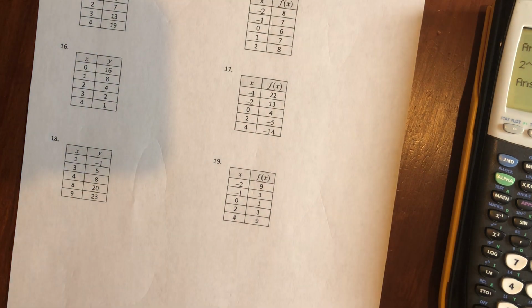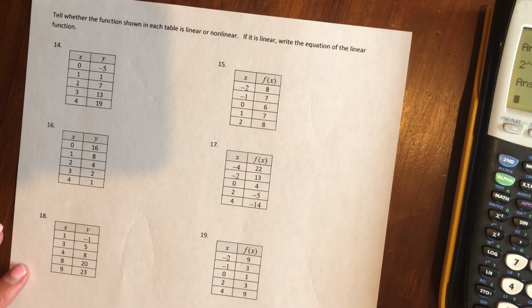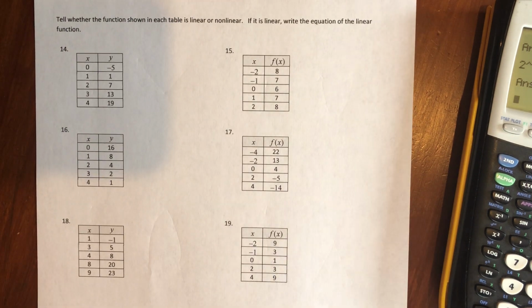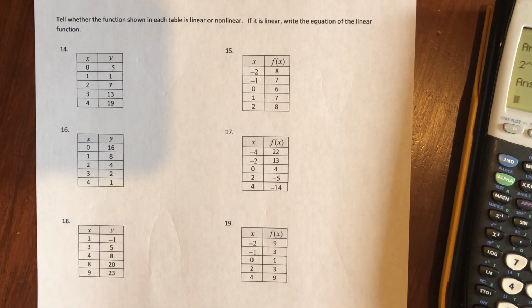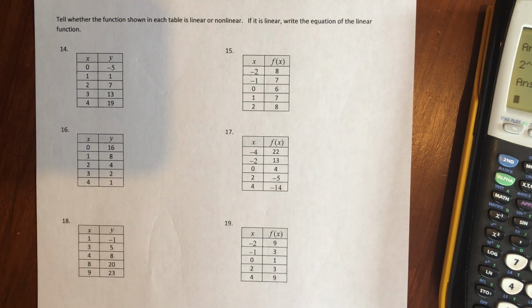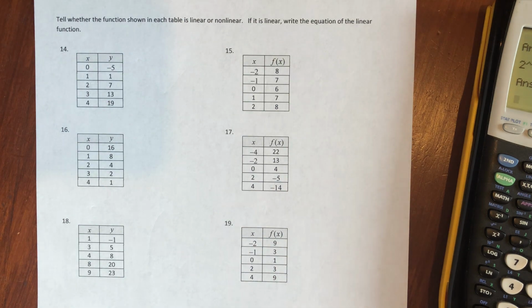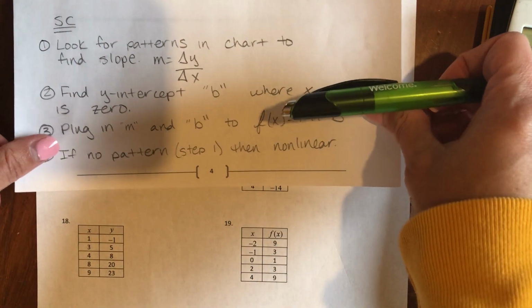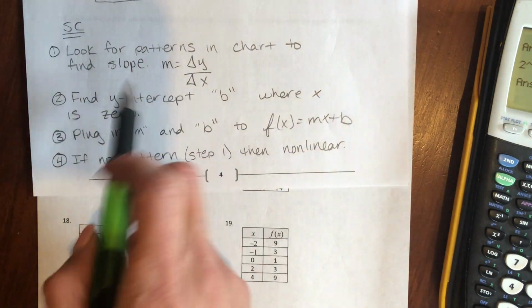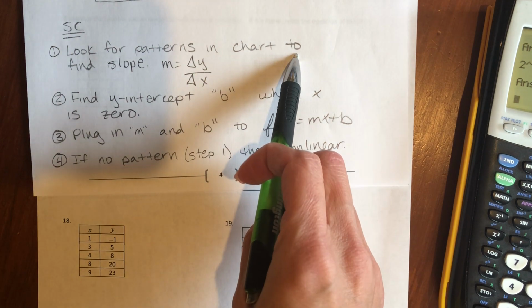All right, so it's writing a linear equation given a table. So moving backwards, we have the numbers. We want to find out what is the equation. So success criteria for this. You're going to look for the patterns. I have it written down here, I'll show you. Okay. Look for the patterns in the chart.